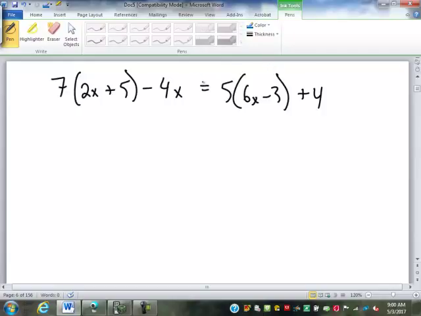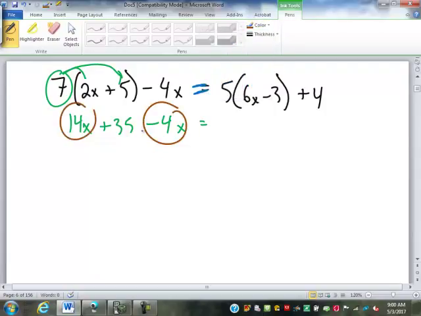Here there's things to do on both sides of the equation. So there's my equal sign. I'm going to start on the left side. Nothing to do in the parentheses, so I'm going to multiply by the 7. So 7 times 2x is 14x. Yep, 7 times 5 is 35. Still have the negative 4x there. What else can I do over here on the left side? I can combine 14x and negative 4x to make 10x. And a positive 35.